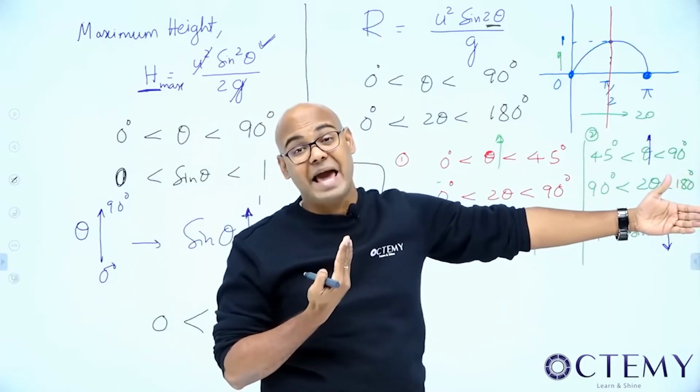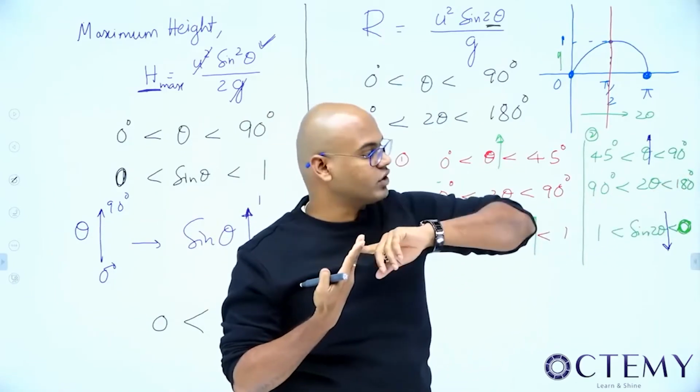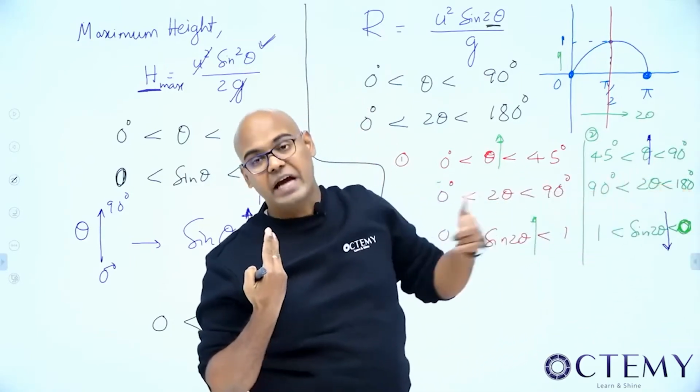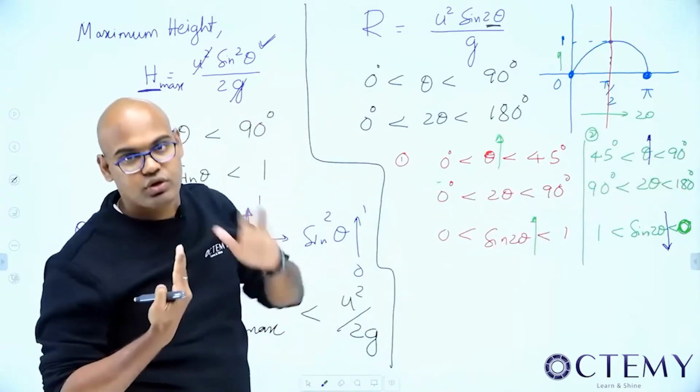We have seen yesterday the maximum range will occur at 45 degrees. At 45 degrees it will go for the maximum, and if you further increase the angle of inclination, it will come down. I will draw the graph. Just keep this in mind.